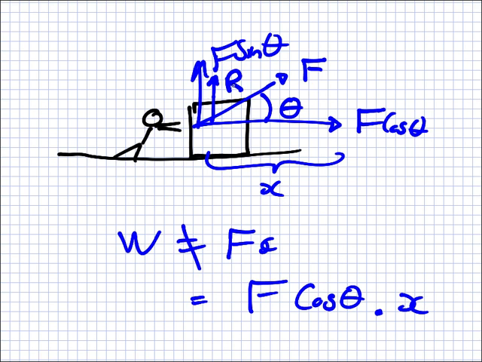This R should equal the weight. However, because of the F sine, you have F sine plus R equals the weight. So is the R bigger or smaller? Well, it's smaller because you have the F sine as well. So which component is doing the work? The horizontal. And the vertical component is just reducing the reaction force.